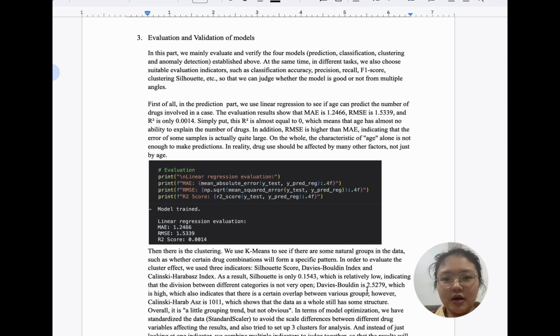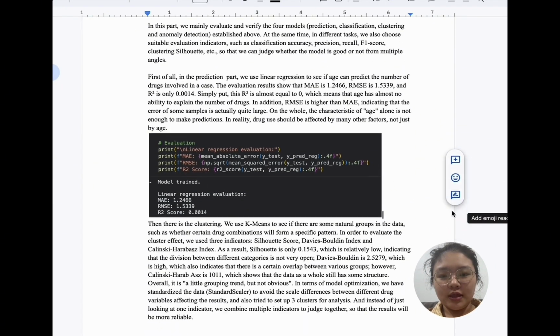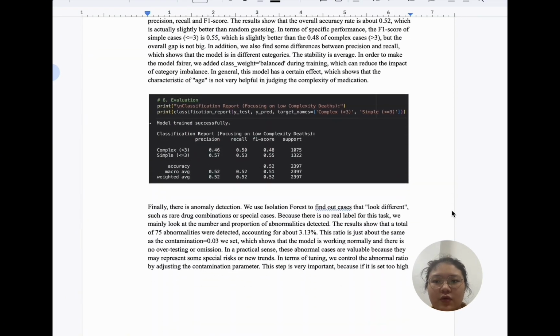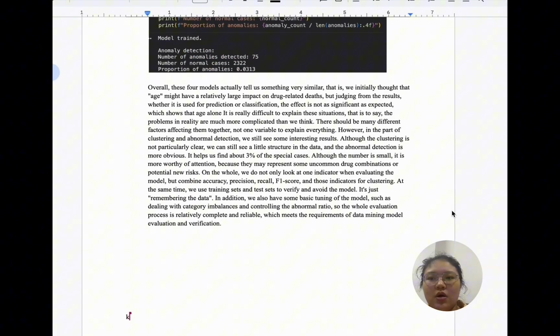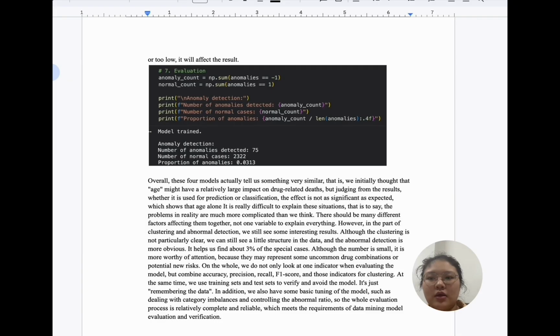Hello, sir. My name is Sun Xingyue. My part is the third section, which is model evaluation and validation. In my part, I mainly analyze the performance of the 4 models we built earlier, including prediction, classification, clustering, and anomaly detection. Because building a model is not just about getting results. We also need to make sure it actually works. So we use different metrics and also try testability to validate the models.